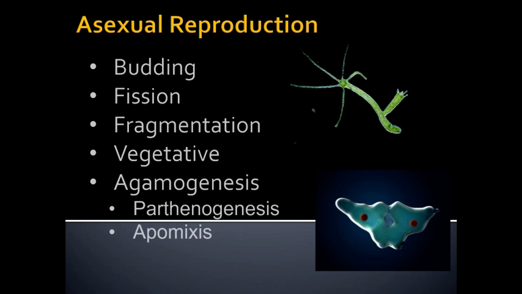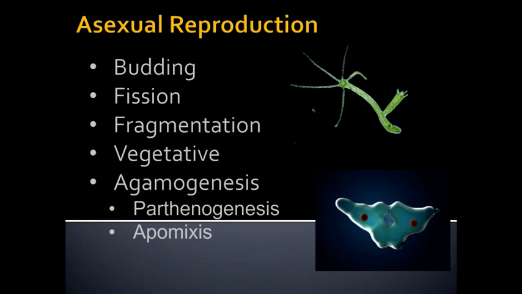Fragmentation occurs in many plants, also in some animals like starfish, and fragmentation, as the name implies, means that if you break an organism into multiple pieces, some organisms then have the ability to grow back and have fully functional organisms from those individual pieces, depending on the amount that's broken off.